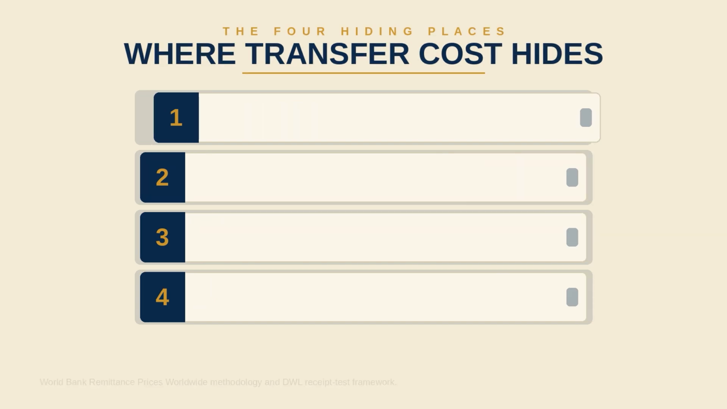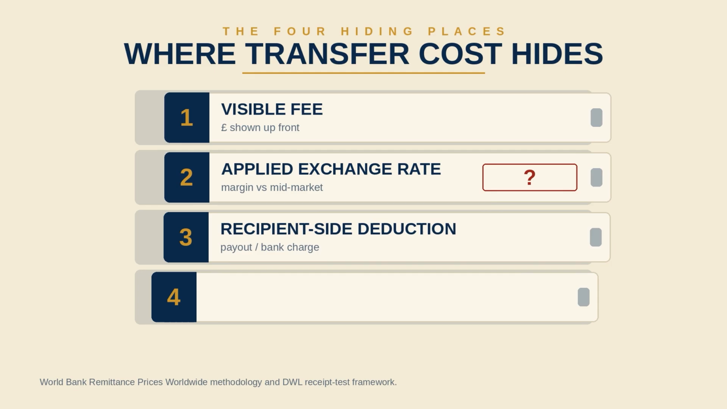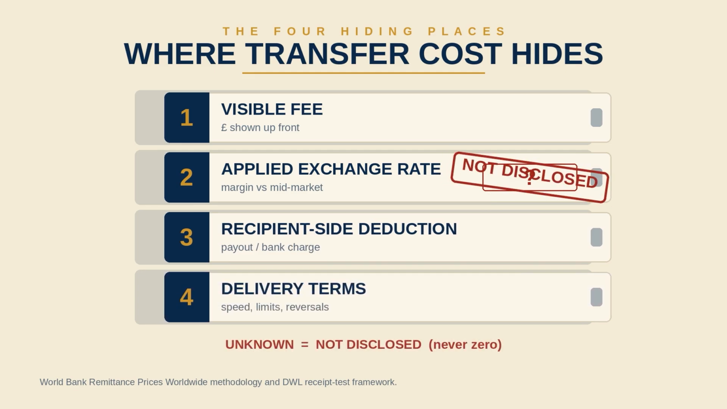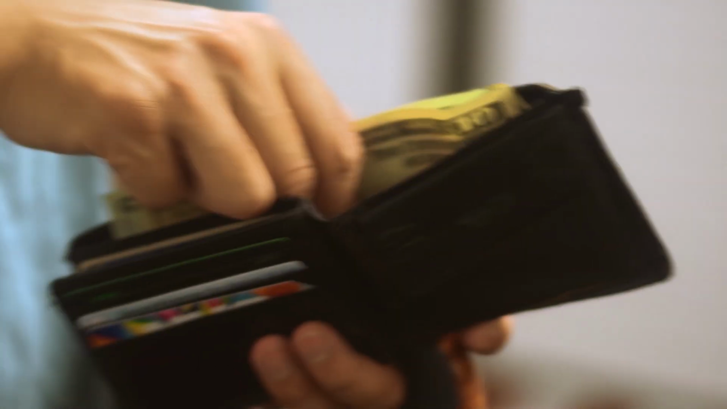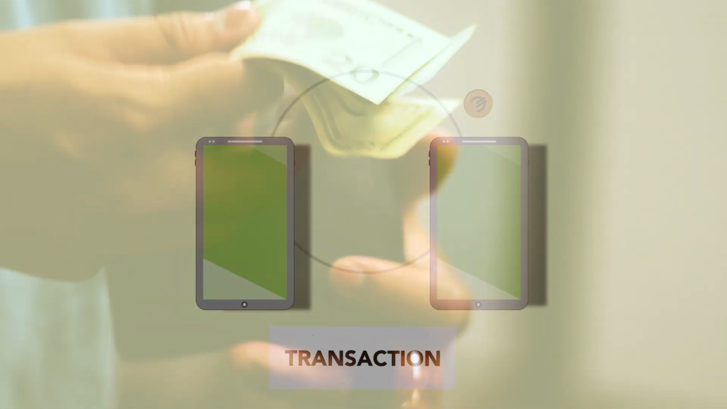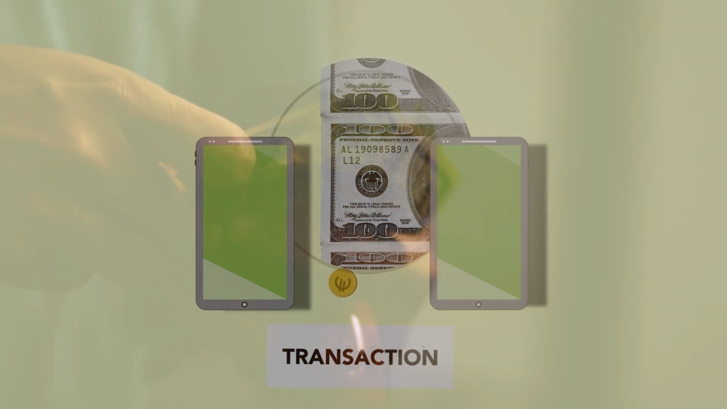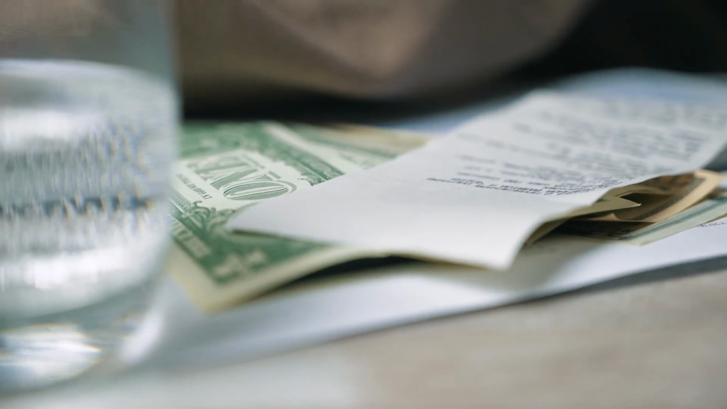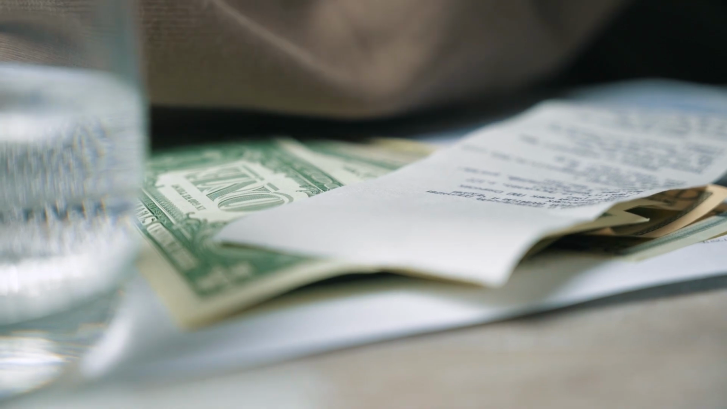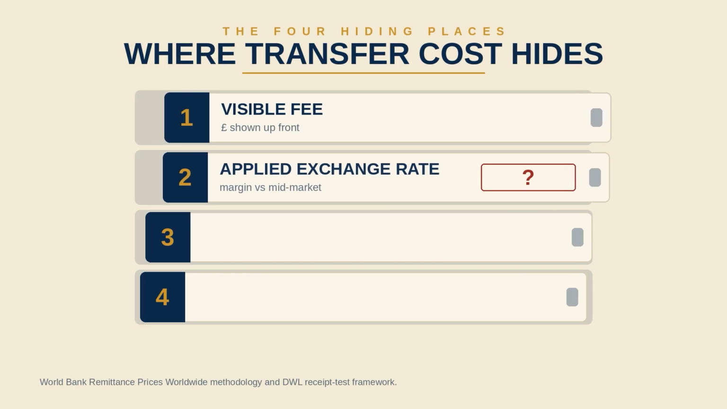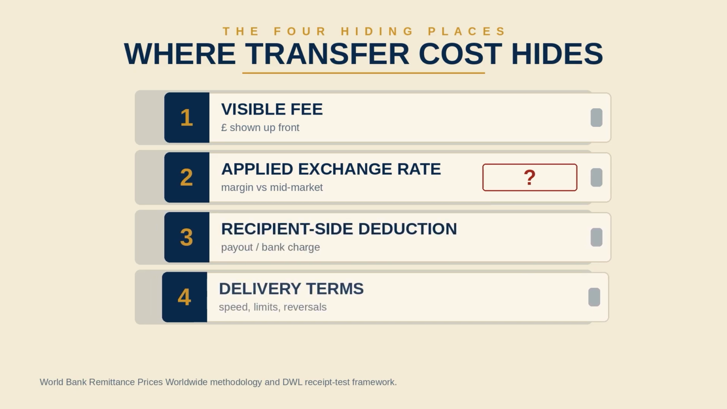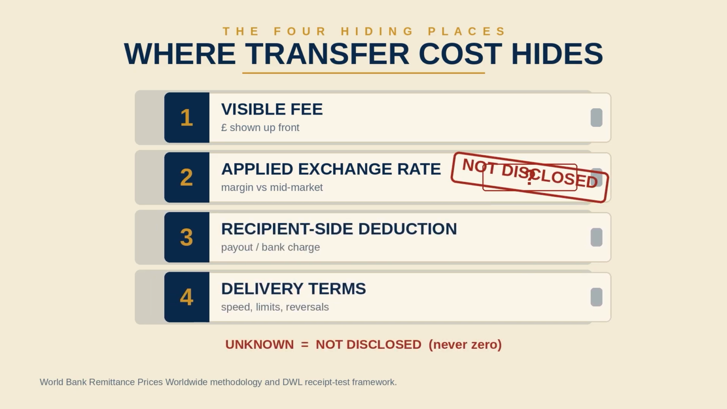Do not force every component into a fake precision. If the exchange rate margin is not disclosed, write "not disclosed" and compare the final recipient amount. If a recipient fee is uncertain, test with a small transfer or obtain written terms before a material payment. The receipt test does not promise the cheapest provider forever. It reveals which comparable quote was strongest at one documented moment, for one corridor and one transfer setup.